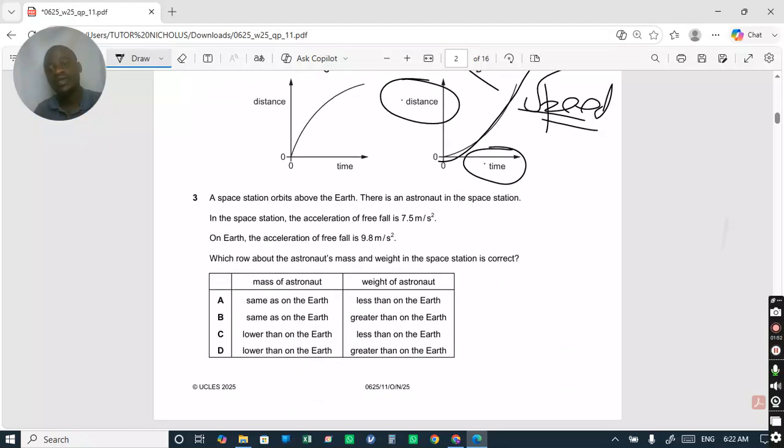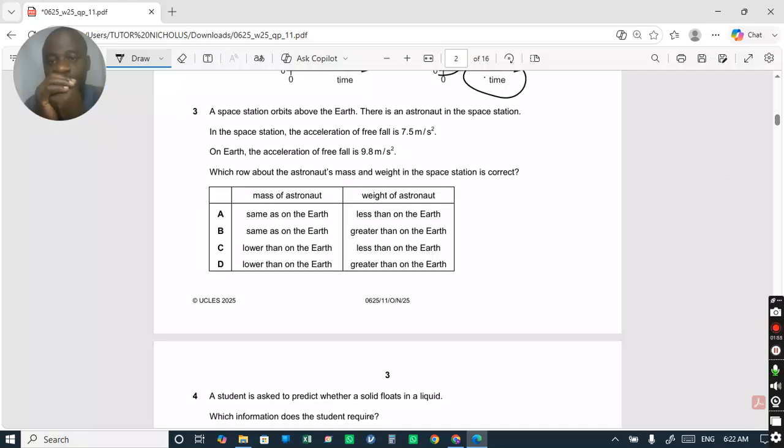Okay, question 3. A space station orbits above the Earth. There is an astronaut in the same station. In the space station, the acceleration of free fall is 7.5 meters per square second. On Earth, the acceleration of free fall is 9.8 meters per square second. Which row about the astronaut's mass and weight in the same space station is correct?